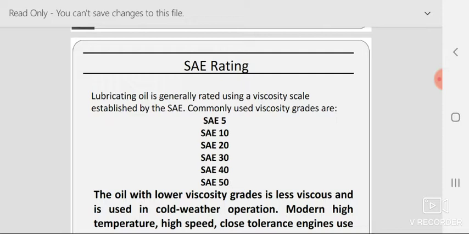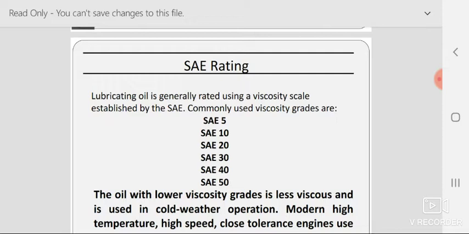You cannot think of using SAE 50 in a condition where the temperature is minus 20 degrees centigrade, minus 30 degrees centigrade, minus 10 degrees centigrade, like that. But you can use SAE 5. But yes, in case of Delhi in summer, you can use even SAE 50. This is a high viscous oil, but no problem. In Delhi, maybe the high viscous oil will do because the temperature is very high, that's 45 degrees centigrade.